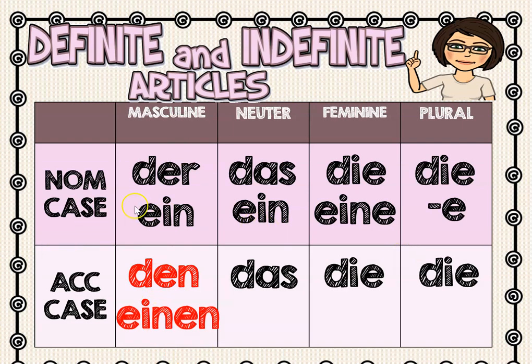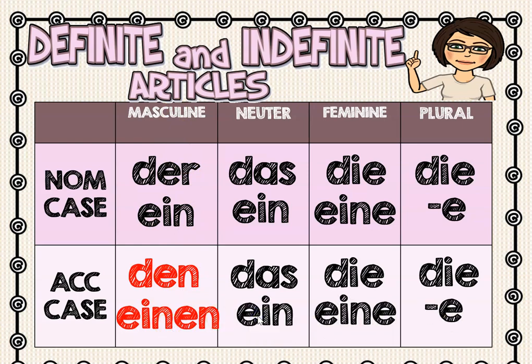So for example, if I want to say I have a brother, ich is the subject, so it's in the nominative case. Ich habe einen Bruder, because Bruder is masculine and I want it as a direct object. So once again, remember, the only one that changes is the masculine noun. Now let's take a look at some examples.